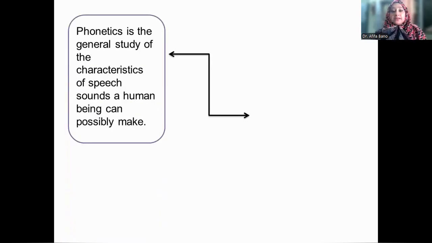Phonetics is the general study of the characteristics of speech sounds a human being can possibly make. We human beings are blessed with many things, but the most important thing which makes us different from the other creatures of the Almighty is our speech. We can talk, we can communicate, we have the speech organs, we have language. Many languages are there, of course, but we have language at least to communicate. This makes us different from other creatures, right? So phonetics is actually the study of the sound system in general, how the human speech organs work, what are the organs human beings have which are responsible to produce speech sounds. All these detailed studies are done in phonetics.